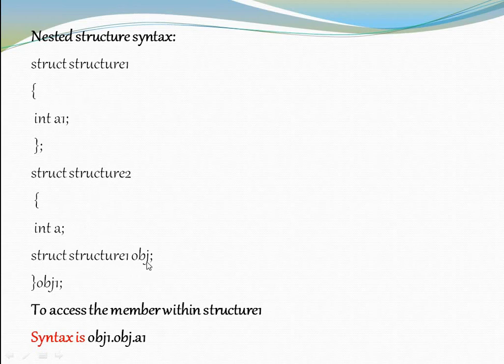So structure 1 object. This is the structure variable name for structure 1, and for structure 2 the variable has been created here. To access the member within the nested member, the syntax is here. To access the member within structure 1, the syntax is object1.object.a. So name.a1 will be used for accessing this variable a1. That is the concept of nested structure.